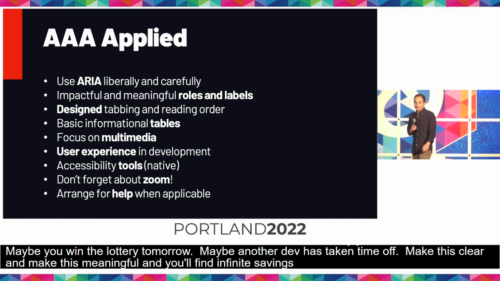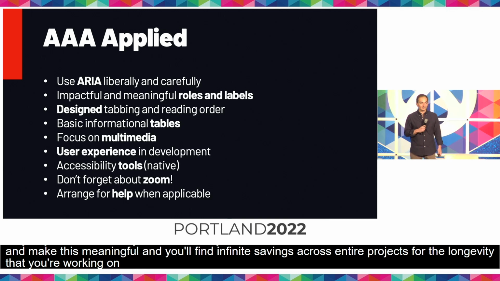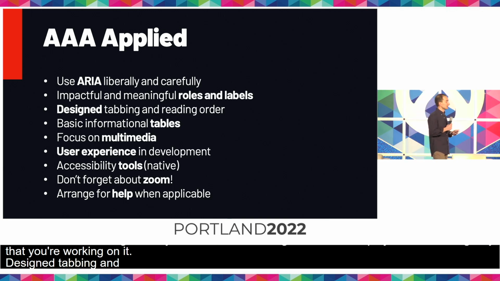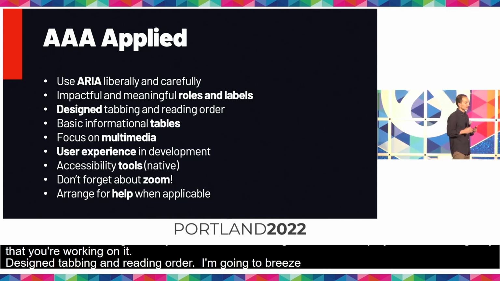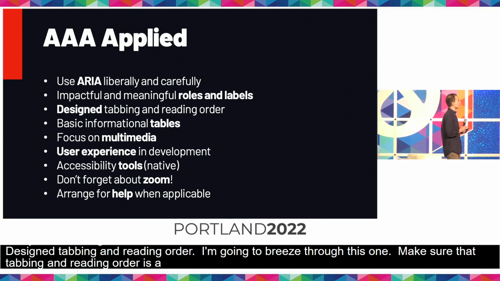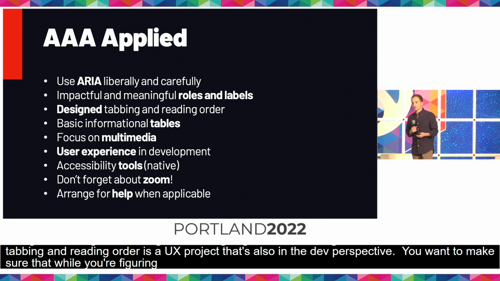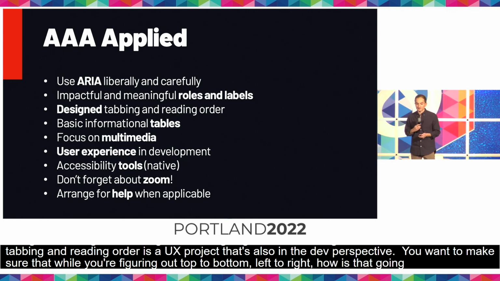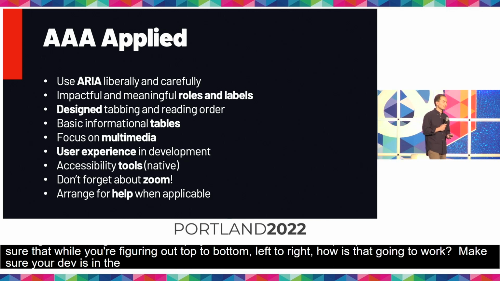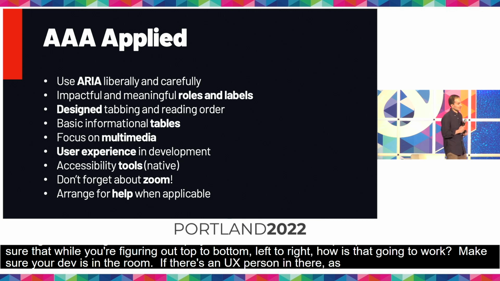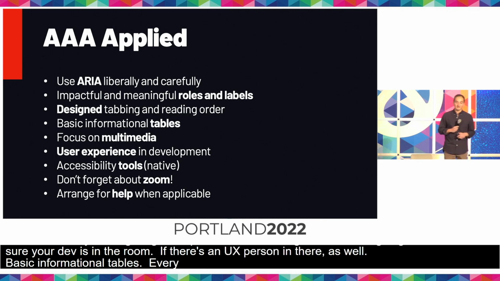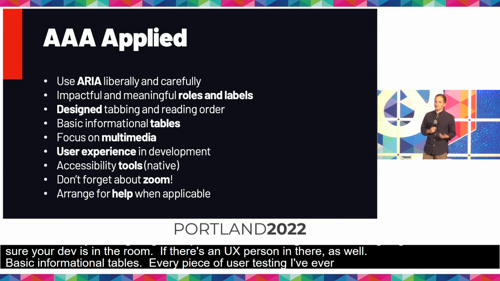Design tabbing and reading order. I'm going to get into this a little bit, so I'm going to breeze through this one, but make sure that tabbing and reading order is a UX project that's also in the dev perspective. You want to make sure that while you're figuring out top to bottom, left to right, how that's going to work, your dev's in the room. Make sure there's a UX person in there as well. Basic informational tables. In every piece of user testing I've ever done with users with disabilities, they've always said, when in doubt, put it in a table.